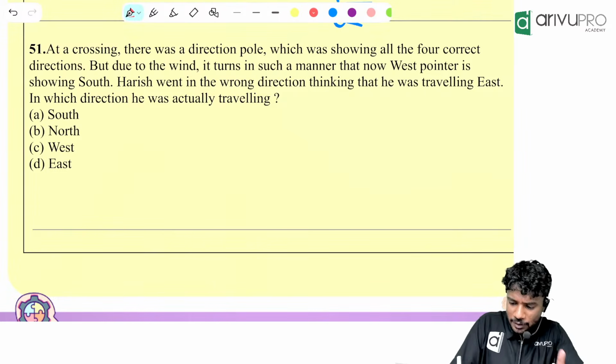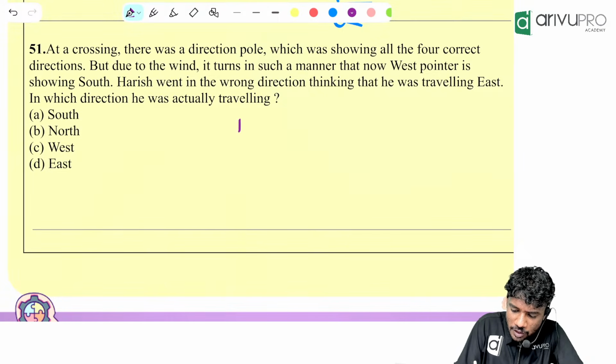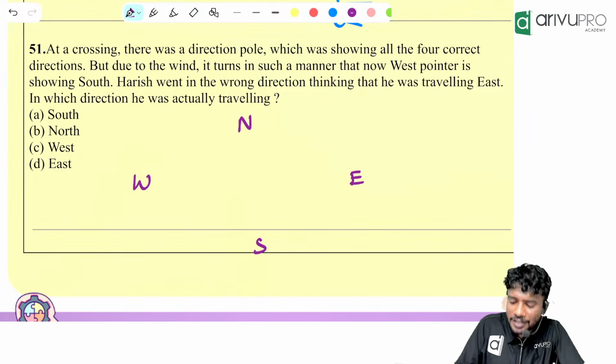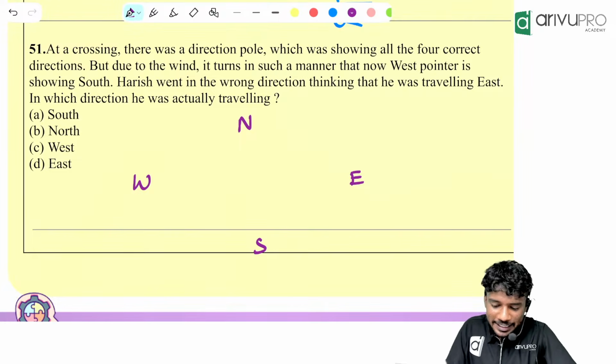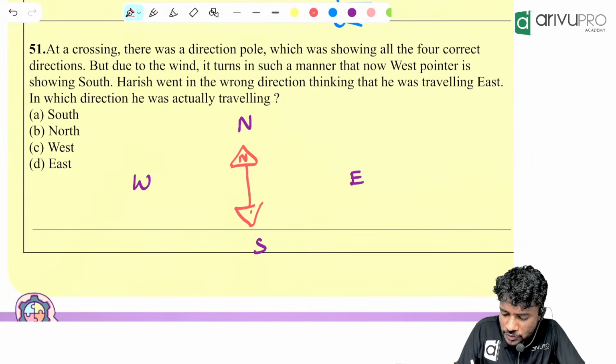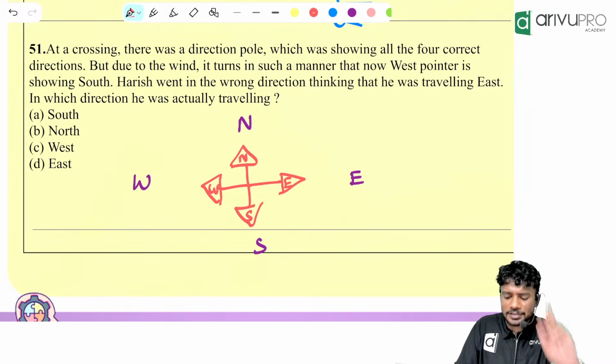Okay. Here, what is given? So I will just draw the basic directions. What are the basic directions? North is here. South is here. Then who is on the right side? East is on the right side. Then west is on the left side. If I am normally drawing the pointers, this will be North. This will be South. This will be East. Then opposite will be West. Okay. This is the normal drawing.